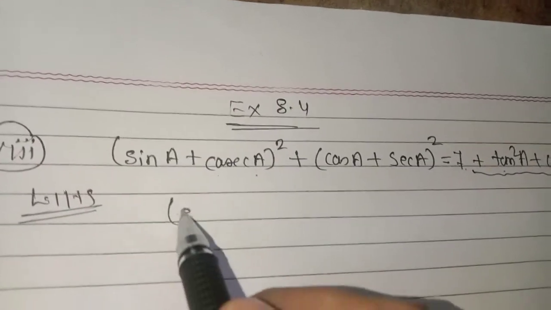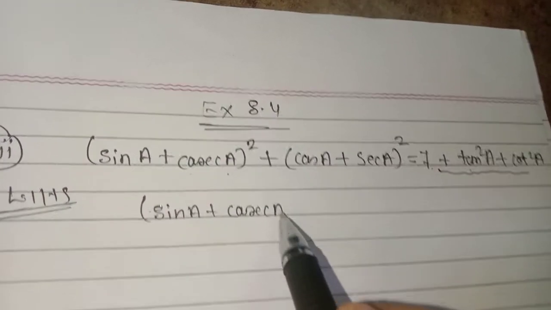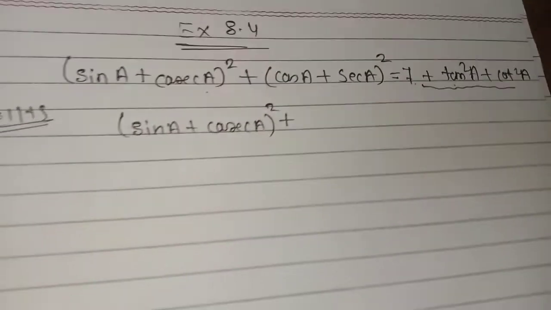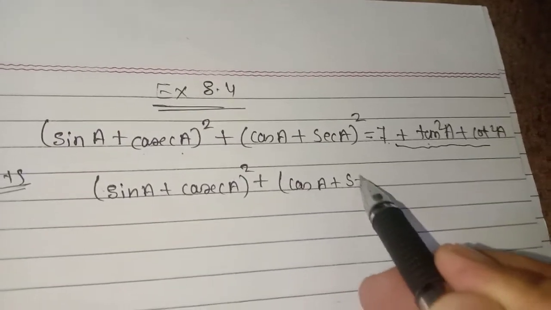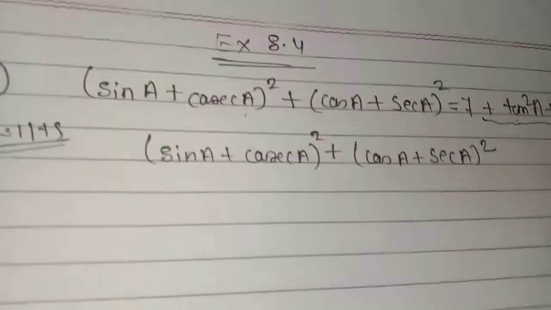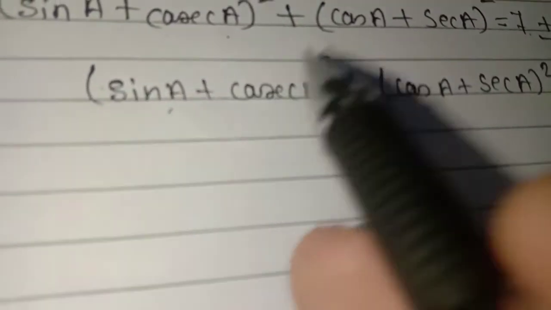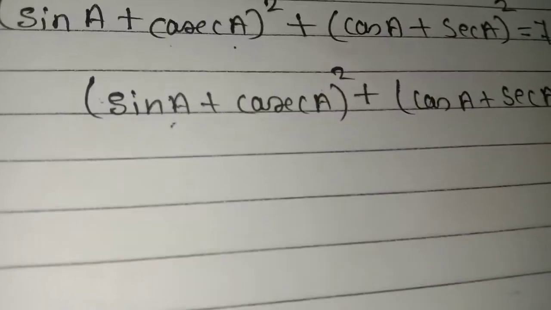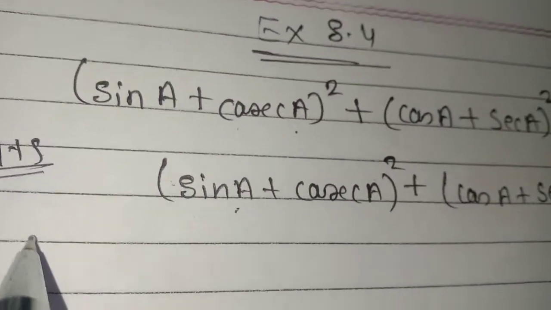It is given as (sin A + cosec A) whole square plus (cos A + sec A) whole square. So what shall we do now? We know that identity (A + B) whole square is what? A square plus 2AB plus B square. So let's do it now. We will write like this.